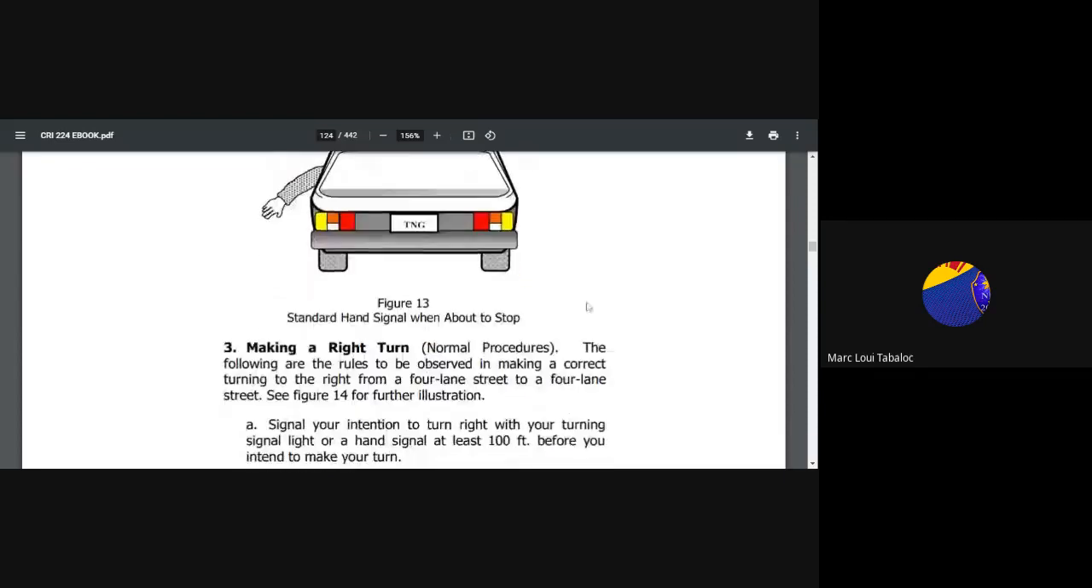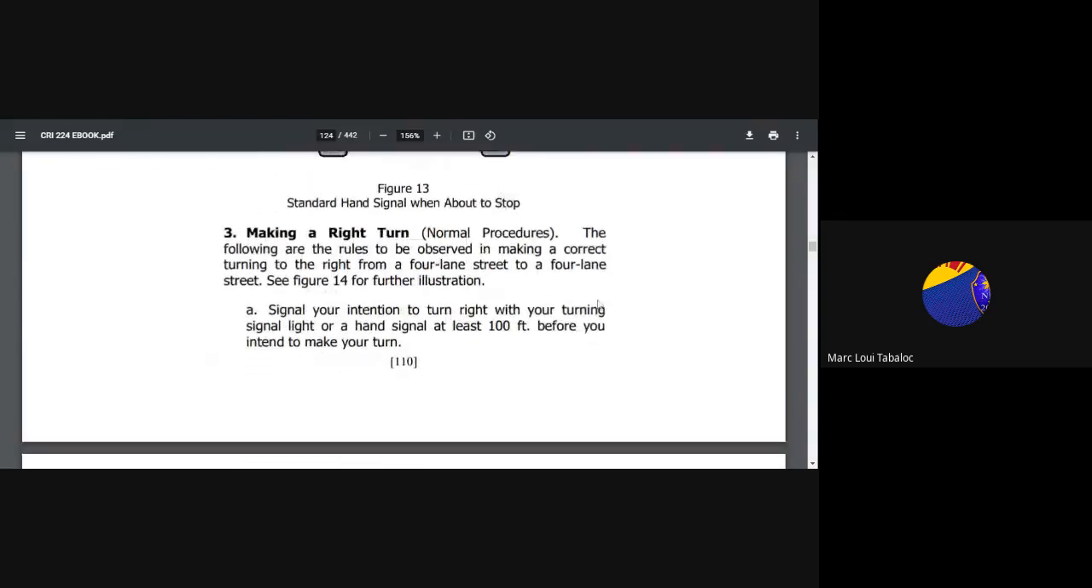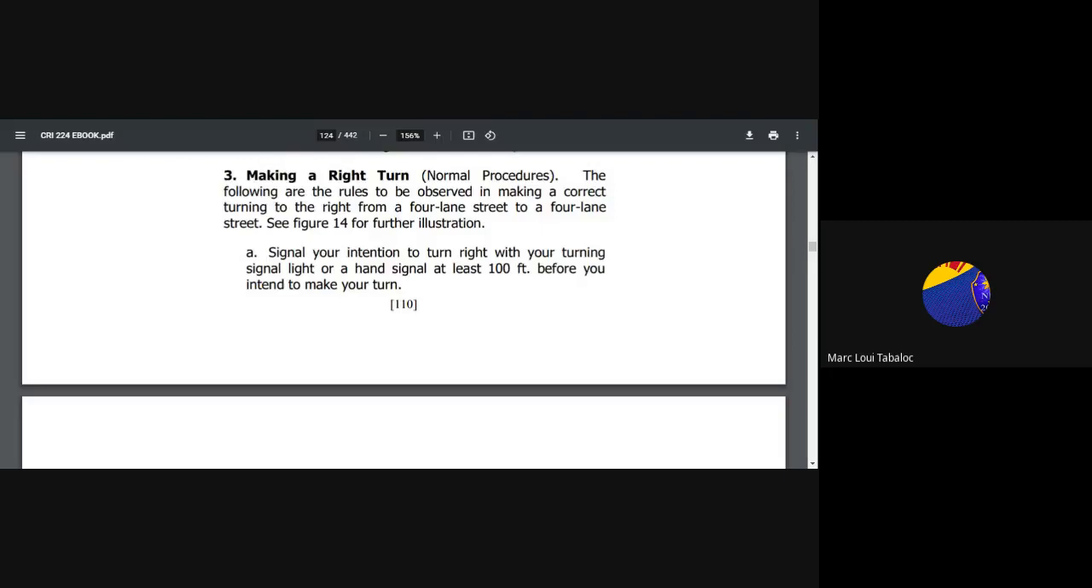Next, making a right turn. Ayan. First step, again, signal your intention at least 100 feet. Ayan, yung ginagawa ko when I was driving or I'm driving, that would be around 200 to 300 meters before. Kay, even if we are driving, we must always think of safety. Not just for ourselves, but also to other road users. Driver ba na, sakyanan ba na, or pedestrian. Para di po sila malibog.